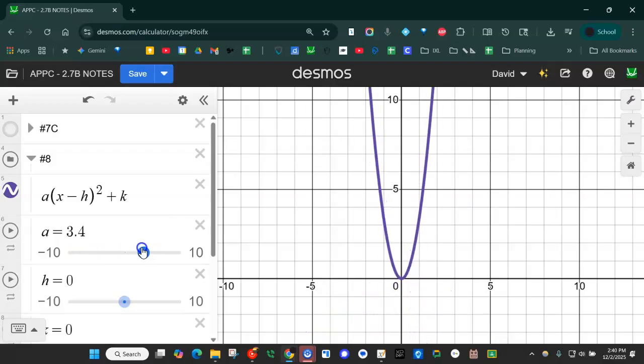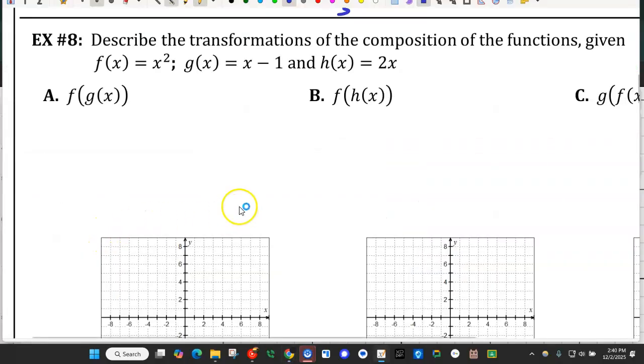We just need to remind ourselves what these values do, so when we go to here and start doing these functions, we can properly identify them. When it says describe the transformations, that basically means how does the graph change? Sometimes just decoding what the directions mean could be a challenge. Describe just means what's changing about it.